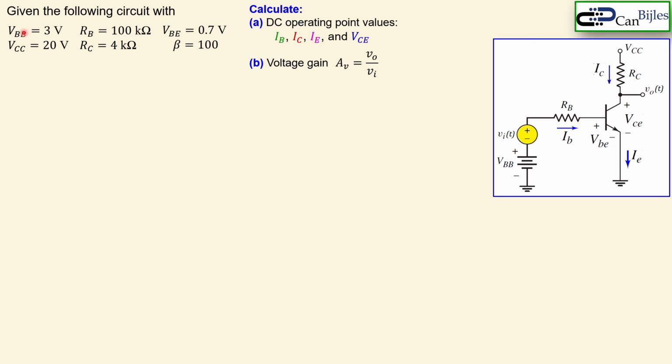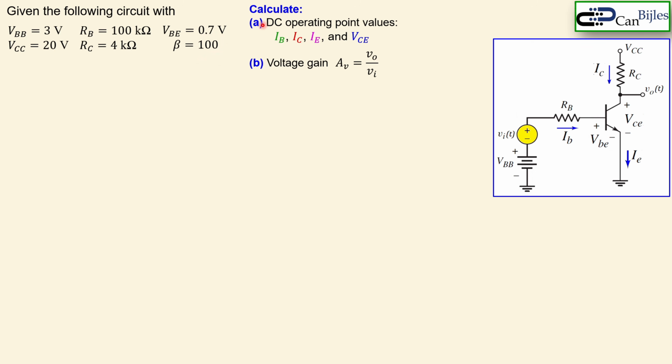Okay, we have the following data. VBB is 3 volts, VCC is 20, RB is 100 kilo ohms, and RC is 4 kilo ohms. The VBE, again the base emitter junction, is considered to be 0.7 volts. The beta in this case for the transistor is 100.